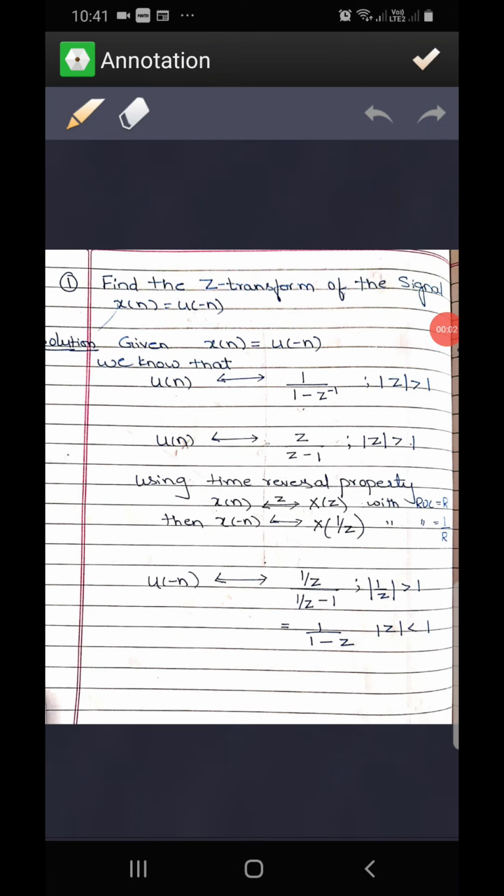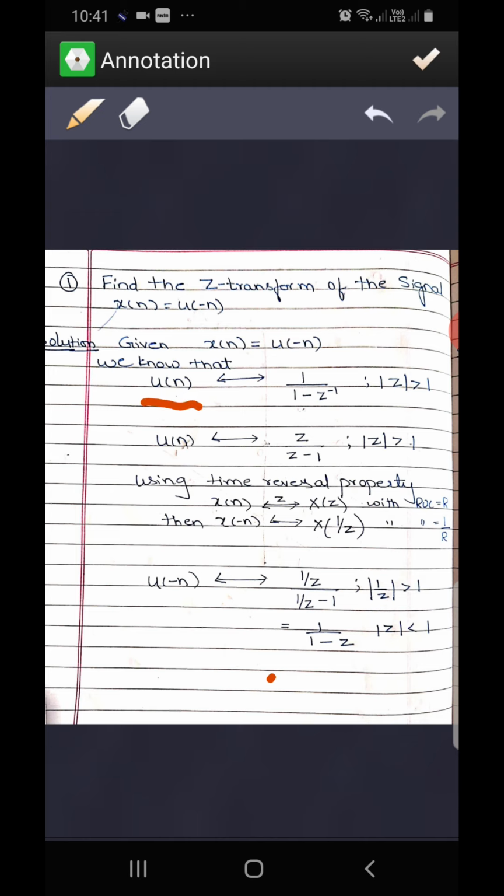Let us solve some problems on finding the z transform of a given sequence using properties. First question: find the z transform of the signal x of n is equal to u of minus n.